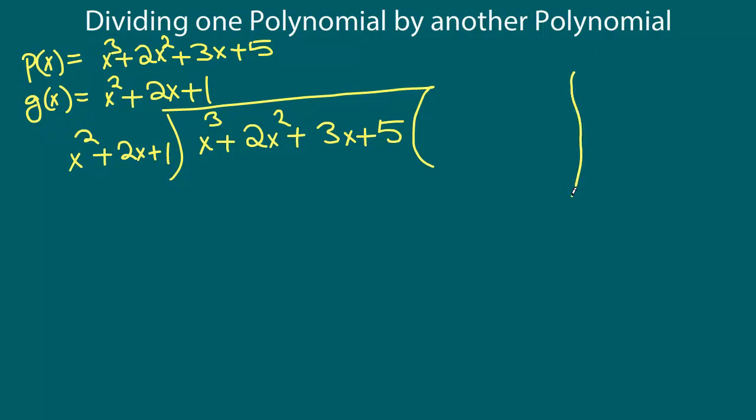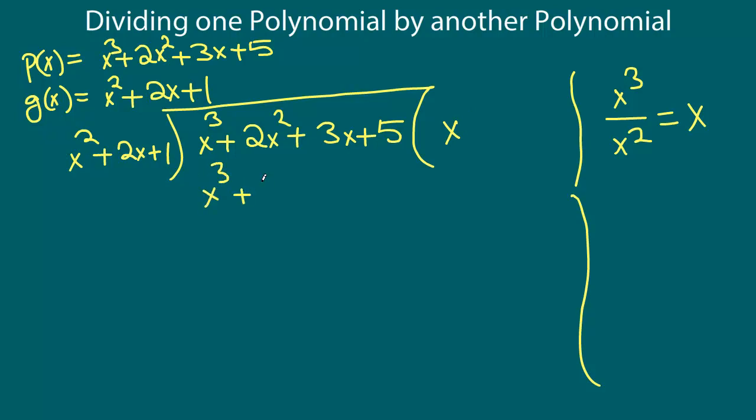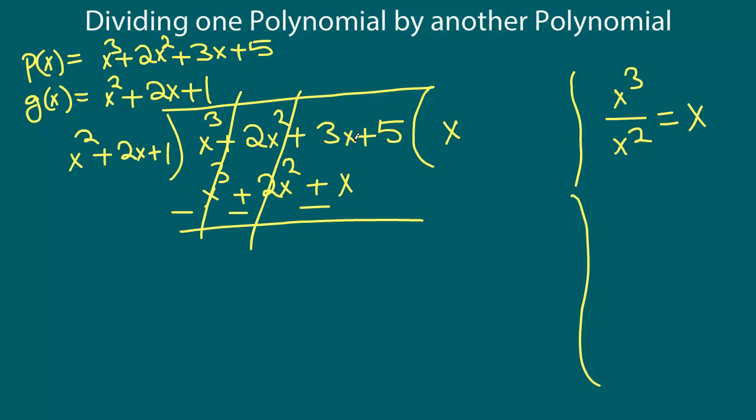Now let's create some working area. The first term of this polynomial is x cubed. We divide this by x squared, so x cubed by x squared is simply x. So we get x over here. We multiply x by all of the terms here, so we get x cubed plus 2x squared plus x. And now we subtract this from the dividend. This cancels out, and this also cancels out. So 3x minus x will be 2x, plus 5, which is this 5.